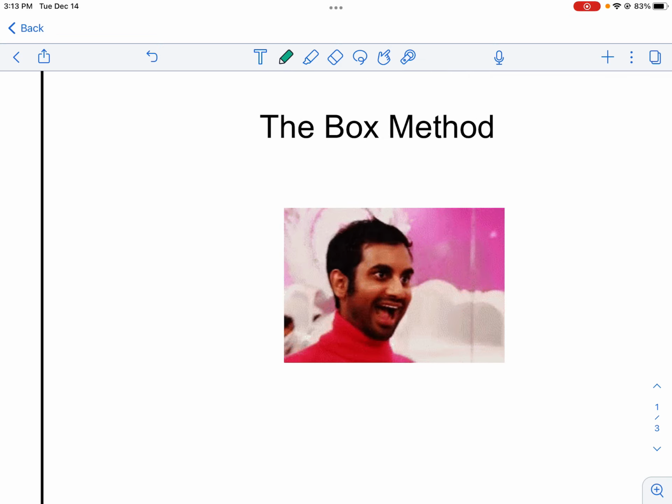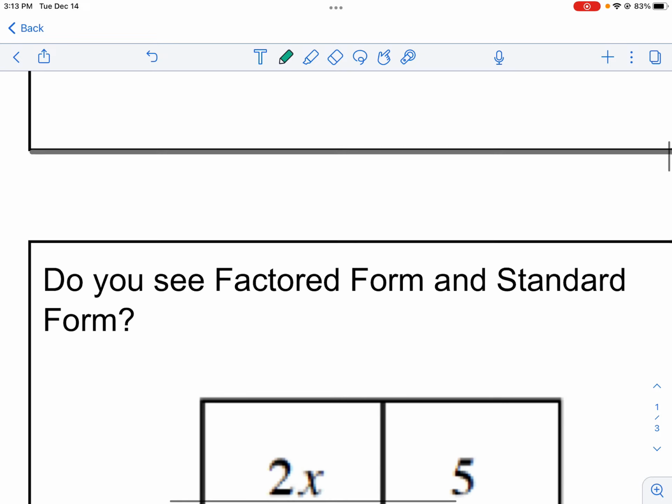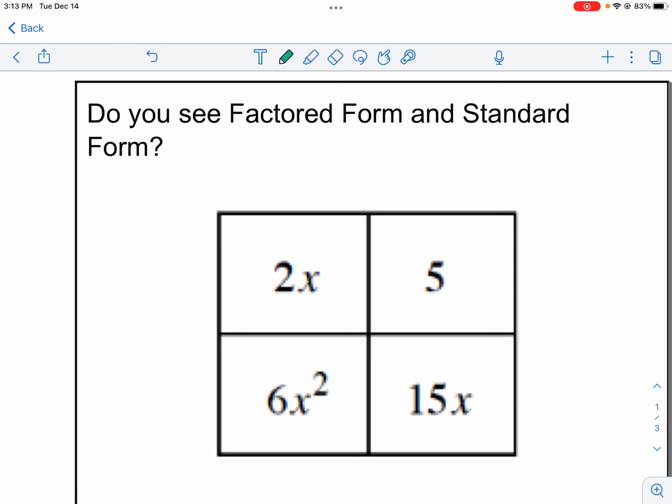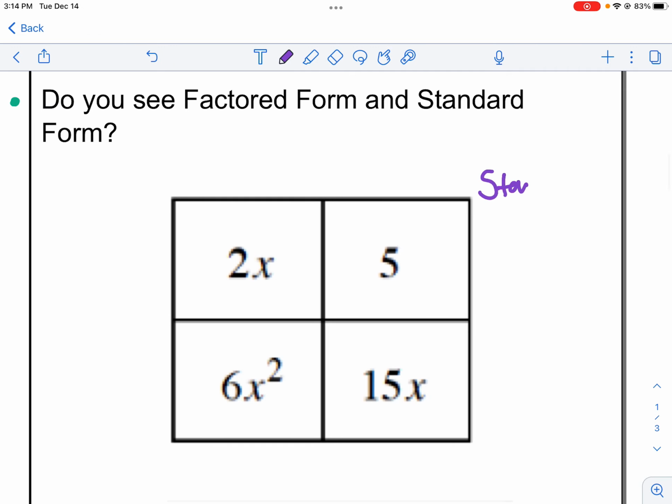So I'm going to go through a couple of problems. We'll look at the box method and how it is set up. So the first thing, and probably the most important thing, is kind of the semantics of this and how we represent polynomials within a box. And so the question is, and maybe you could pause and think through this, do you see factored form? Do you see standard form within this rectangle? And it's not super obvious at first, so if you don't, that's okay. I'll explain it in a second. But pause for a moment and see if you can see the two different forms, standard form and factored.